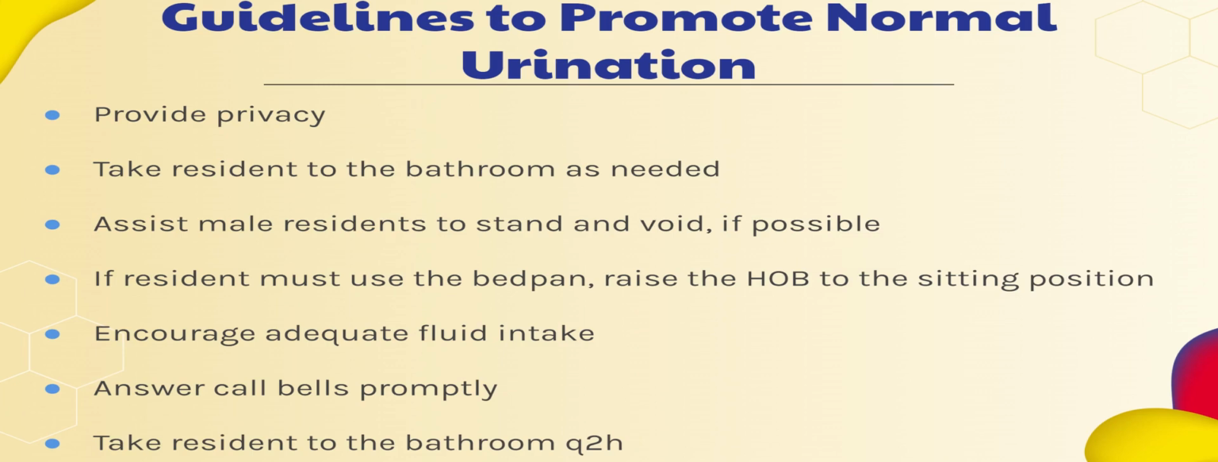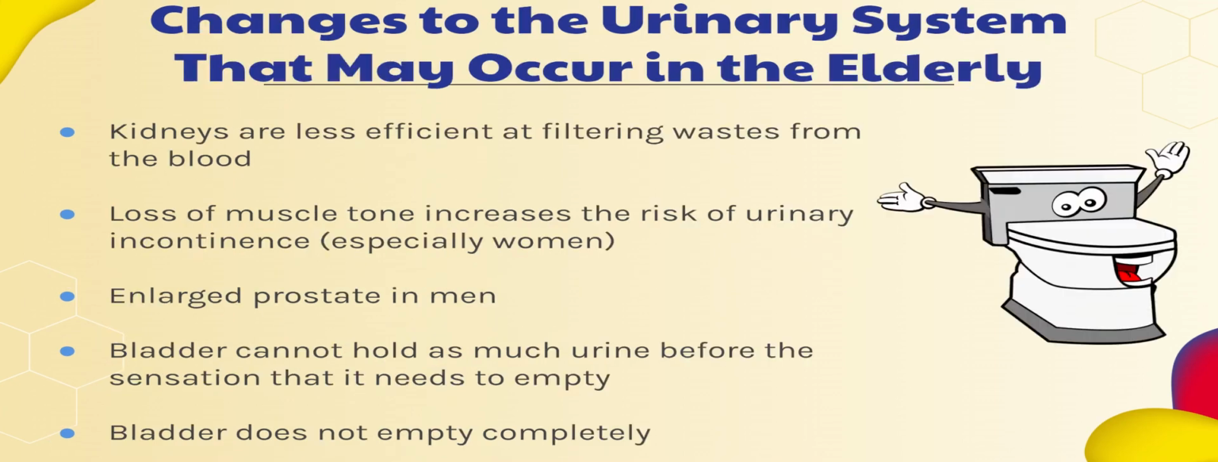Some guidelines to promote normal urination are: provide privacy, take the resident to the bathroom as needed, assist male residents to stand and void, which is another word for urinate. If a resident must use a bedpan, raise the head of the bed to a sitting position, encourage adequate fluid intake, answer call bells promptly, and take the resident to the bathroom every 2 hours.